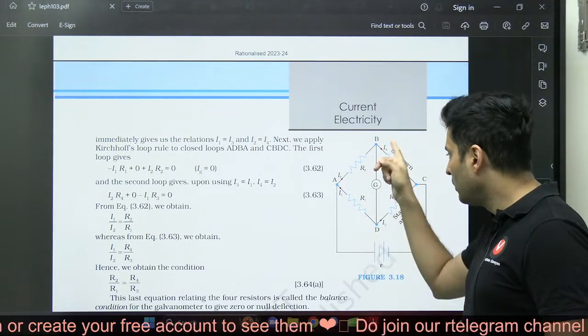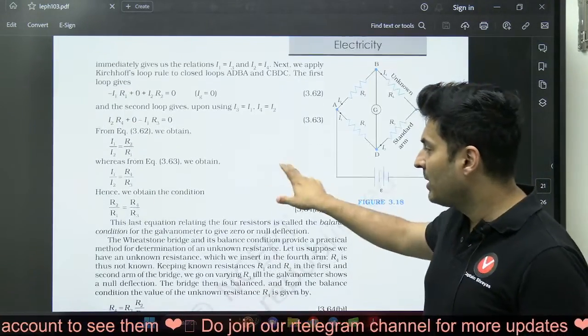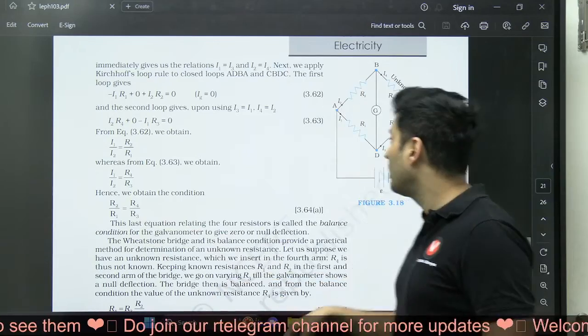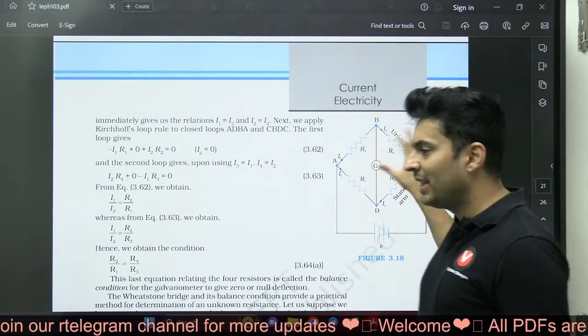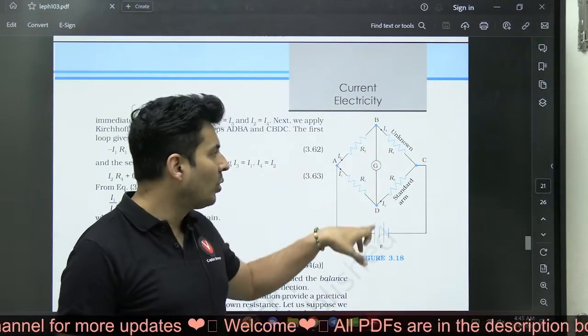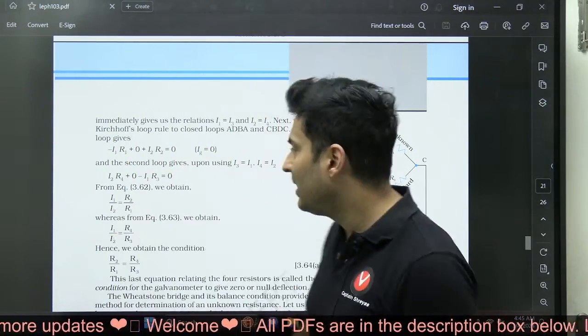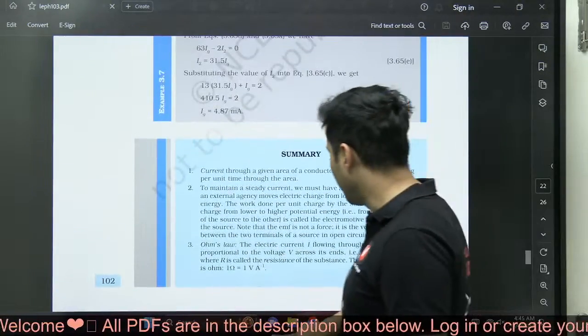If there is no current, no voltage between these 2 points, this bridge is said to be balanced, and it happens when R1 by R2 is R3 by R4, meaning this by this is this by this. So when the resistances are in the same ratio, then in between them no current will flow. That is called the balancing condition. Yeah, that is what is there here.